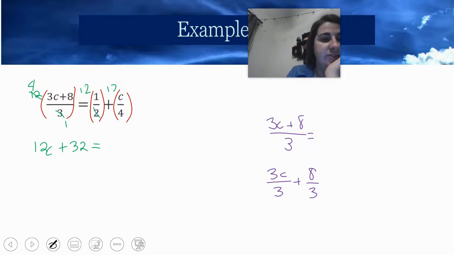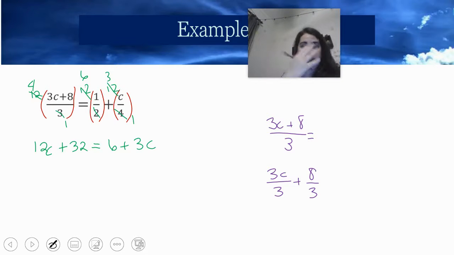Okay, 12 divided by 2 gives me 6. 6 times 1 is 6. 12 and 4, that reduces down to 3 and 1. 3 times c, it gives me 3c. And now I can solve it normally.